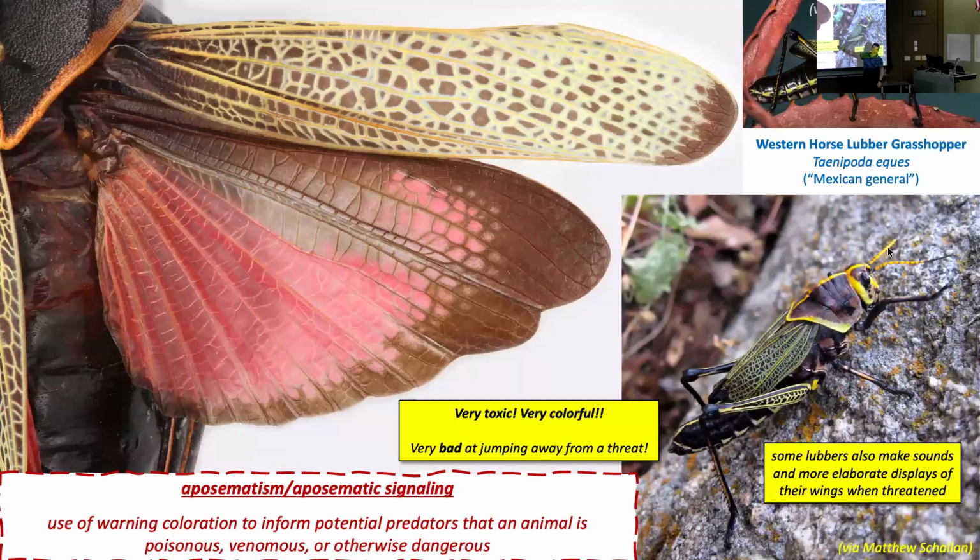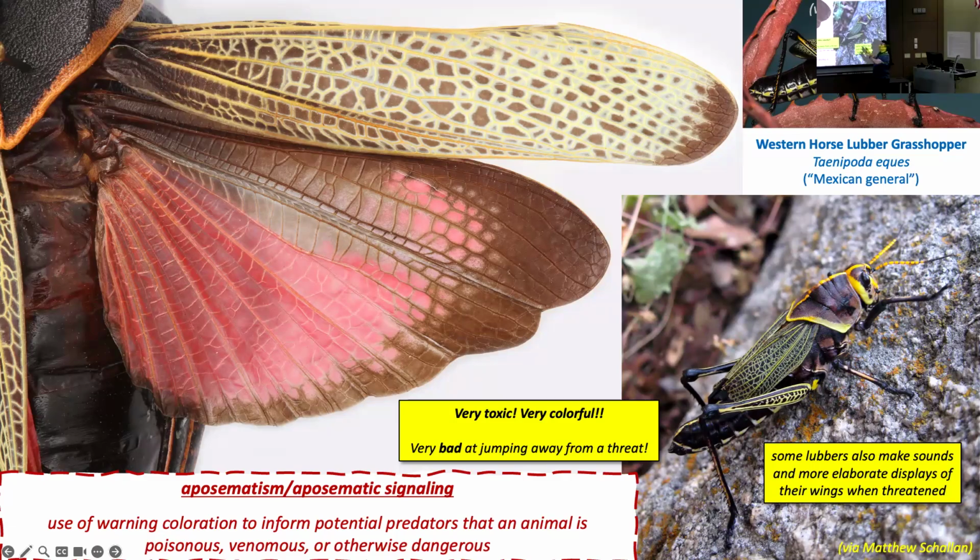All right, aposematic signaling, a great example that you see in Arizona, these lubbers. These Western horse lubber grasshoppers, so these giant orthopterans. Sometimes the ones in southern Arizona are also called Mexican generals, a common name they use down there. They're beautiful animals. And if you spread their wings out, they've got this really bright red wing on the inside. Very, very toxic. Do not eat these things, despite them being these large animals that look like you could take a juicy bite out of them, but they are extremely toxic.